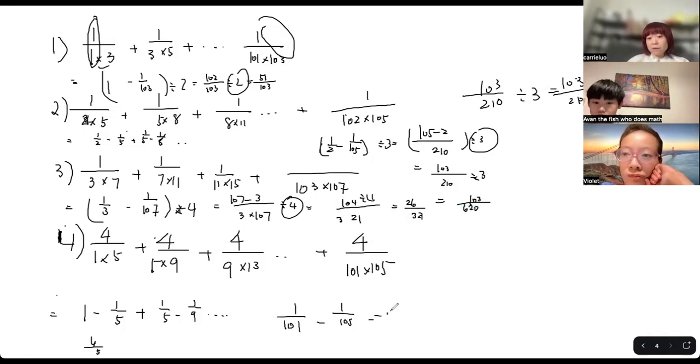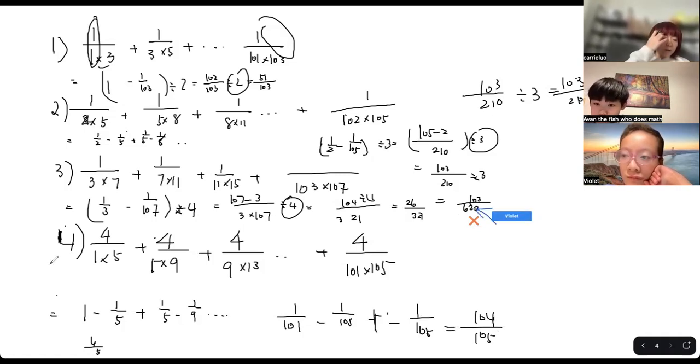1 minus 1 over 105. So the answer is 104 over 105. Take a look at the last question. That is a part that's very important.